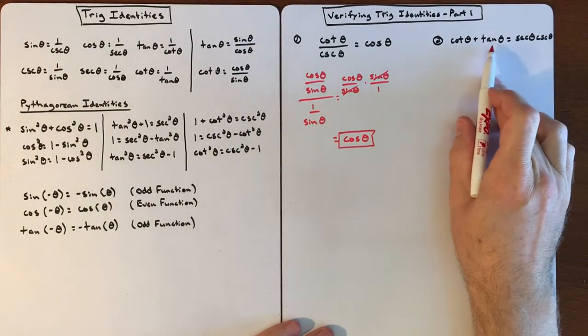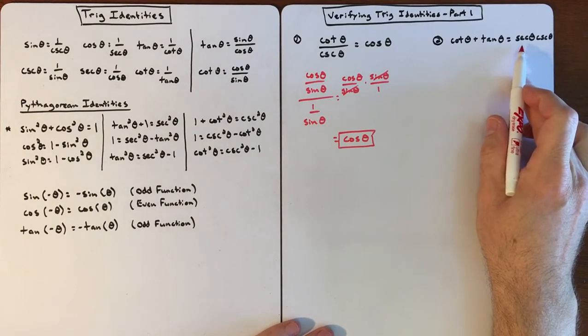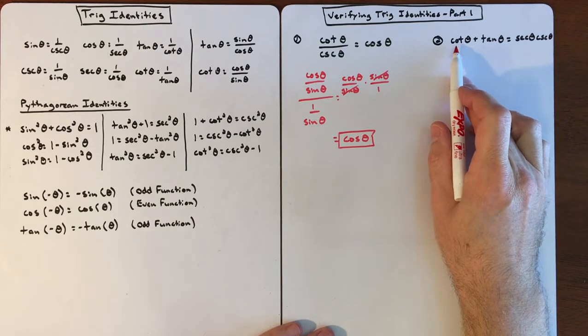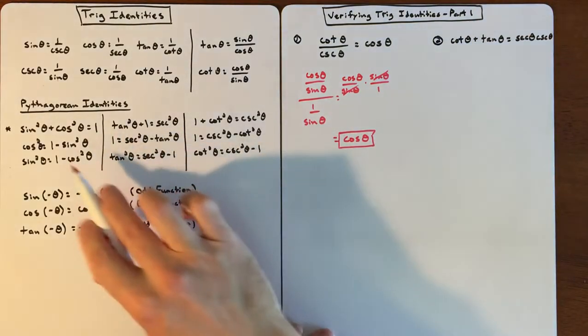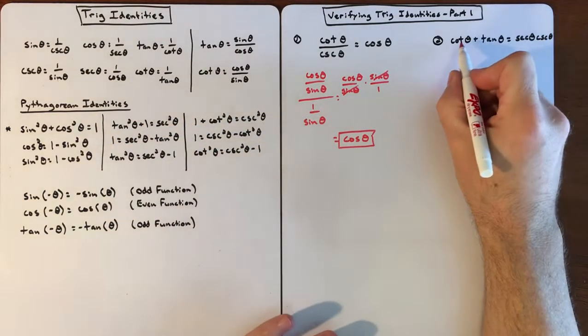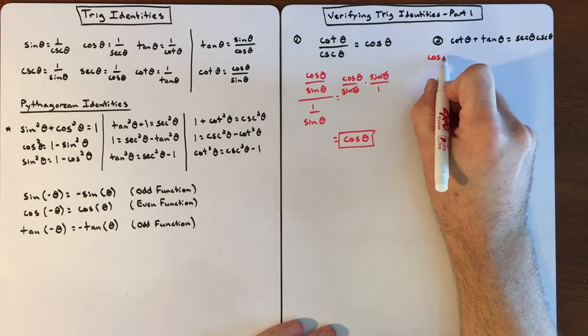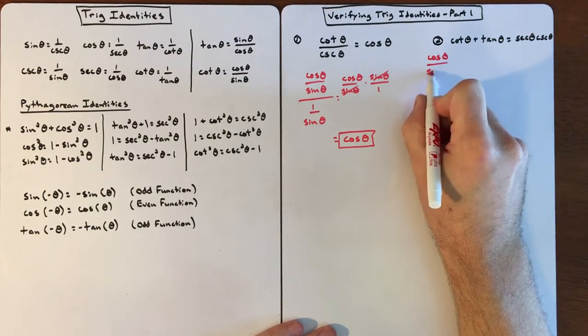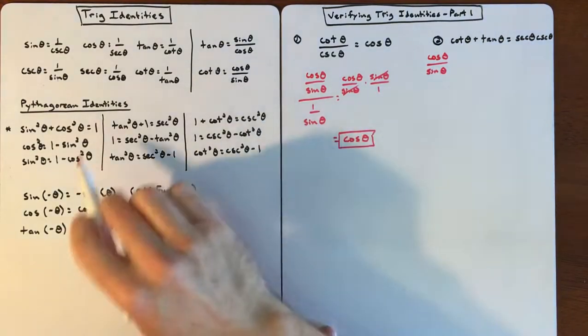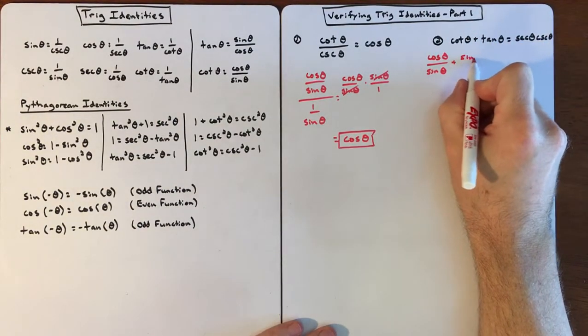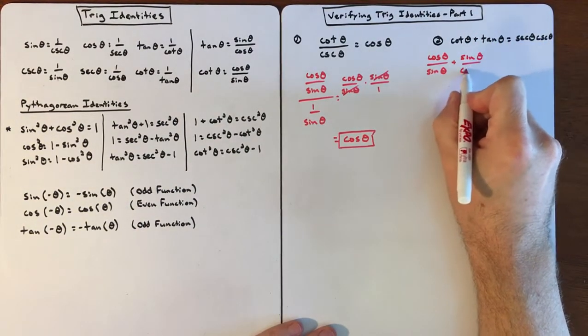If we have cotangent times tangent, we're trying to make it so it's equal to secant cosecant. First thing is maybe just turn everything into sines and cosines. There's no squares on them, so I can sub pieces out. So cotangent is cosine over sine, and then tangent is sine over cosine.